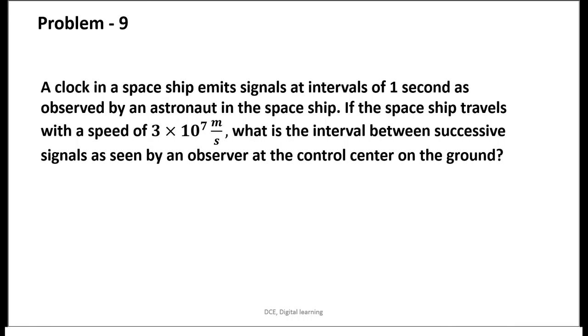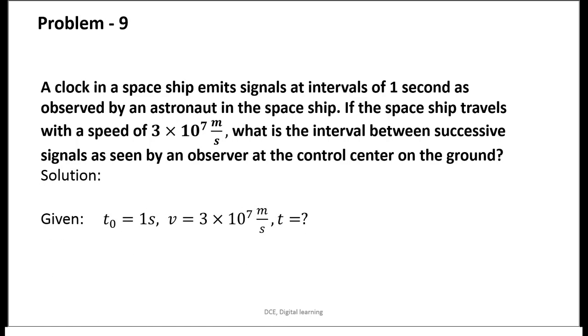Look at the ninth problem. A clock in a spaceship emits signals at intervals of 1 second as observed by an astronaut in the spaceship. If the spaceship travels with a speed of 3 into 10 power plus 7 meter per second, what is the interval between the successive signals as seen by an observer at the control center on the ground?